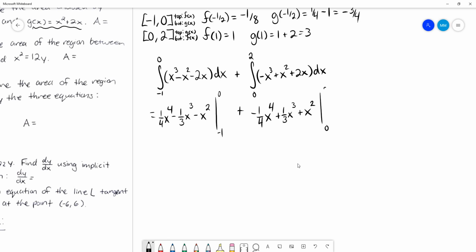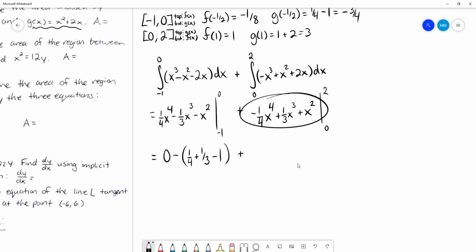And then from 0 to 2, and then we plug those in. Let's see, plugging in 0, I'm obviously going to get 0. And then we're going to subtract, plugging in -1 there. It's just going to be 1/4. -1 here, it's going to be -1/3, but we're subtracting that, so it's a plus. And then this is going to be -1.